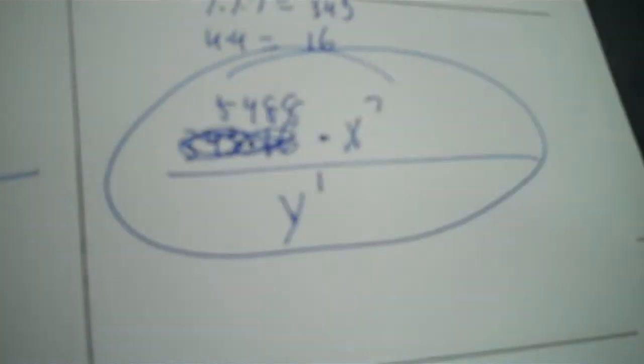Now on bottom we have a y to the first. Can't simplify it, so it just goes there, okay? And you can't really divide anything because there's not another number there. Okay, 2 more. You can see the problem. The line goes through the whole thing, okay?